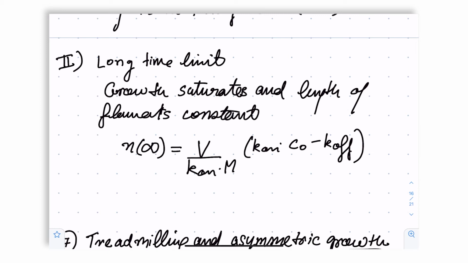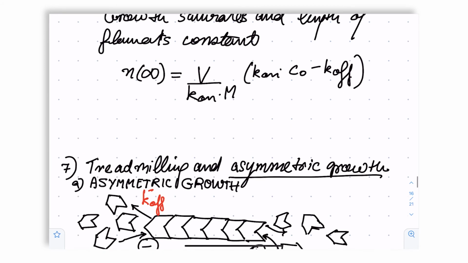What is the meaning of this? This is sort of telling us that the initial presence of nuclei in the denominator and the difference between the on and off rate scale the size of the final polymer at which it saturates.